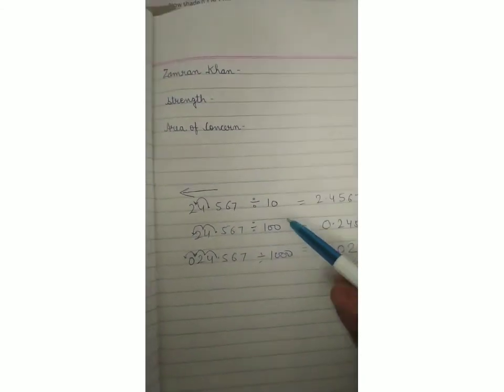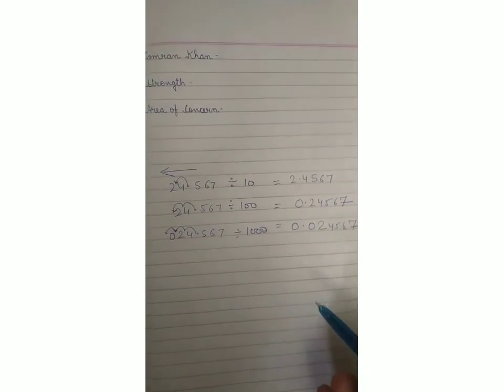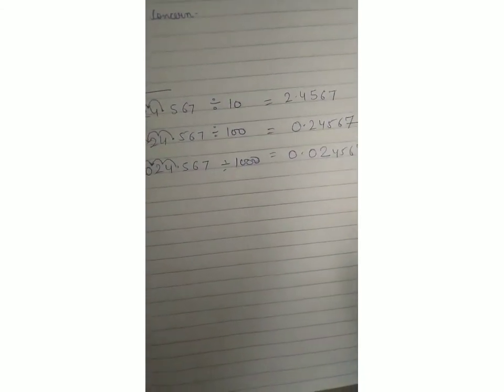So in division, the decimal point shifts to the left hand side, and in multiplication, the decimal point shifts to the right hand side when we multiply or divide by 10, 100 and 1000. This is all about the addition, subtraction, multiplication and division of decimal numbers.